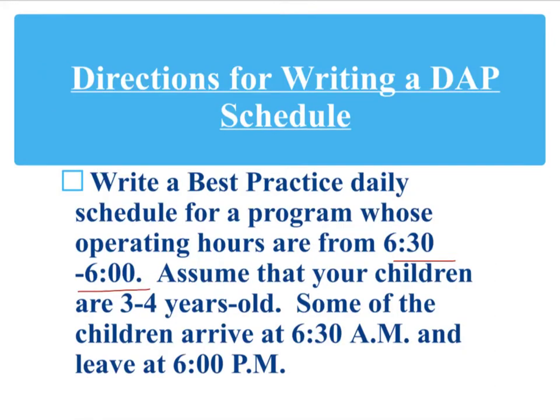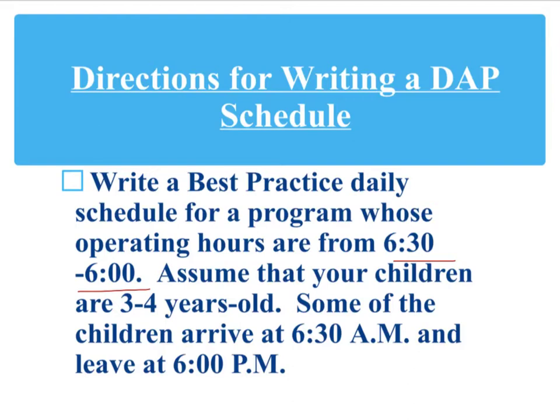For the purposes of this assignment, you are going to create a schedule where your classroom is open from 6:30 in the morning until 6 o'clock in the evening. You're creating your schedule for 3 to 4-year-olds, so this is going to basically be a preschool schedule. And so some children will be arriving at 6:30 in the morning and some are going to be leaving at 6 o'clock in the evening.